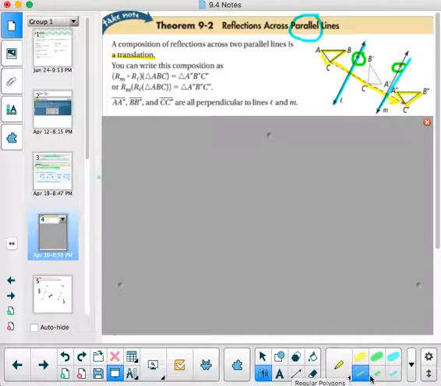Because we are dealing with reflections, it's important to understand the concept that when you perform a reflection, you are perpendicular to your line of reflection. So AKA, the distance from C to C prime is the perpendicular distance. We're perpendicular to this line right here.